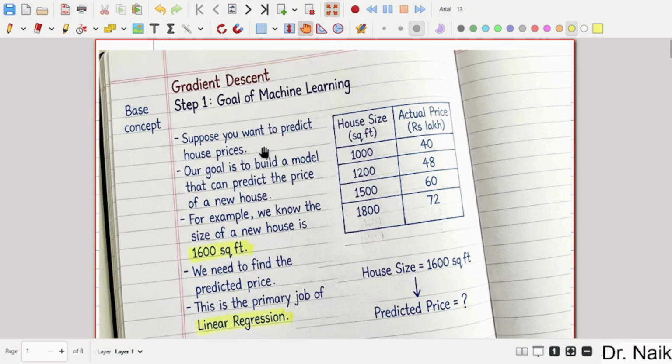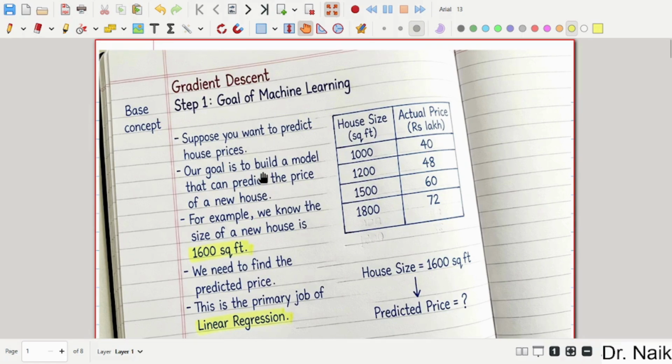Suppose you want to predict the house price. For example, if the size of the house is 1000 square feet and its actual value is 40 lakh rupees, or if the size of the house is 1200 square feet and its actual price is 48 lakh rupees, or if the house size is 1500 square feet and its actual price is 60 lakh rupees, or if the house size is 1800 square feet and its actual price is 72 lakh rupees, then we want to predict the price of the house whose size is 1000 square feet.